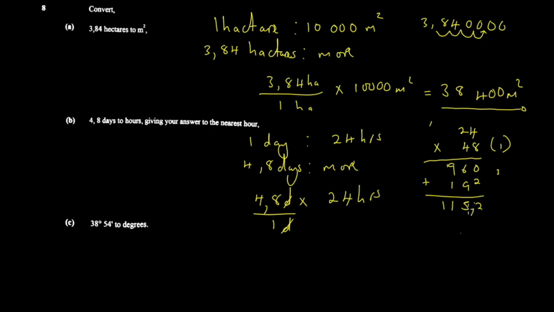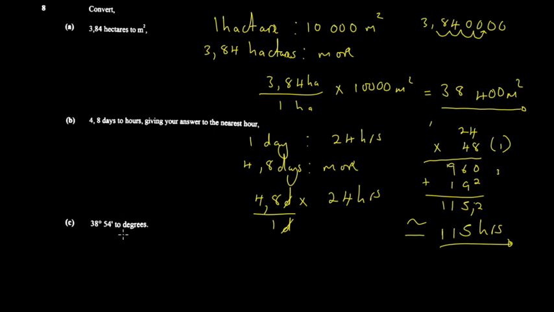So your comma should be 1 decimal place here. So your answer should be approximately 115 hours, because they asked you to estimate according to the nearest hour. Okay, so that's how you do it. That's it for this part.